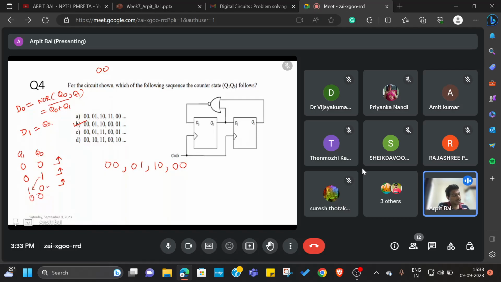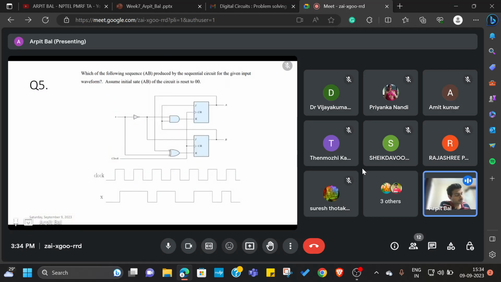While solving these types of problems, the first point that you need to keep in mind is to figure out the input equations. Once you figure out the input equations, it is simply creating that table or just a sequence. Always remember this is the first point. I hope this question is clear. If anyone has any doubt, please let me know. Okay, let's proceed to the next question.